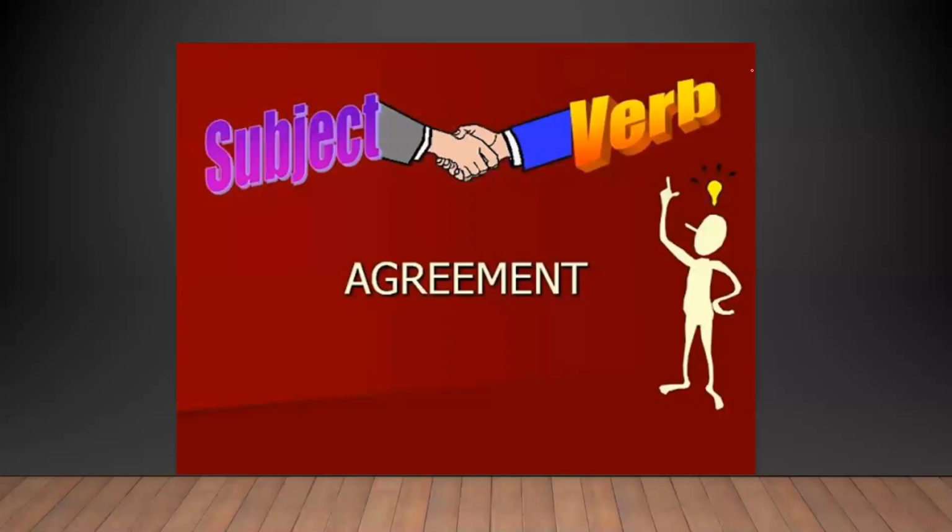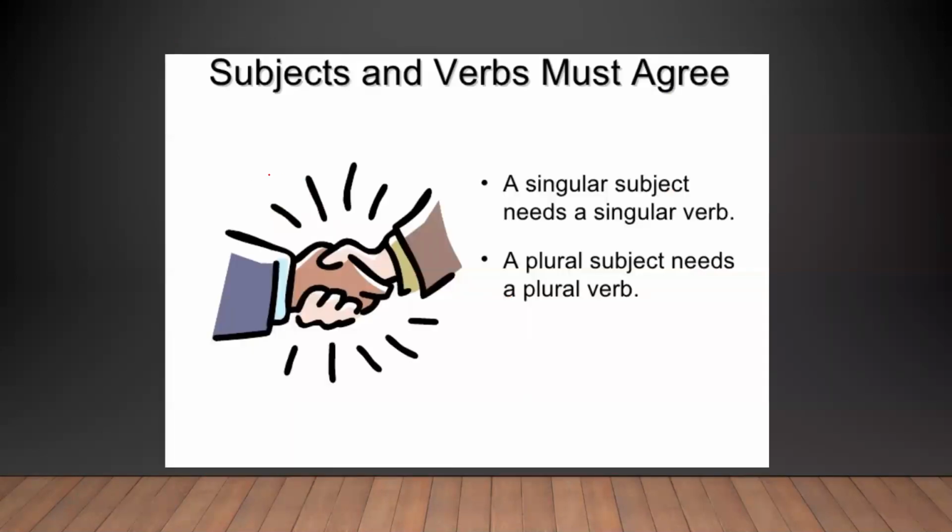Good morning, class. Today we are taking a new topic, subject verb agreement. So, what we can see is the subject and the verb must agree with each other. If it is a plural subject or a singular subject, it must agree with the verb. So, we have to choose the verb accordingly as per the subject. A singular subject needs a singular verb, and a plural subject needs a plural verb.